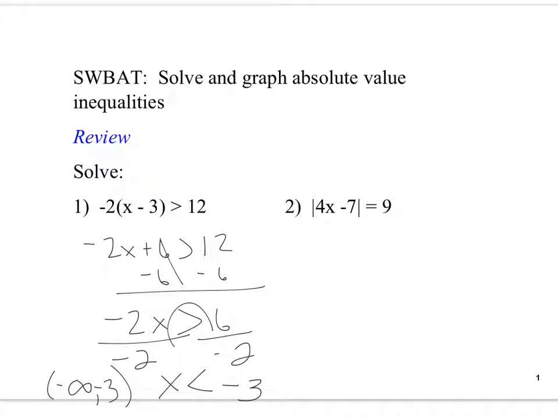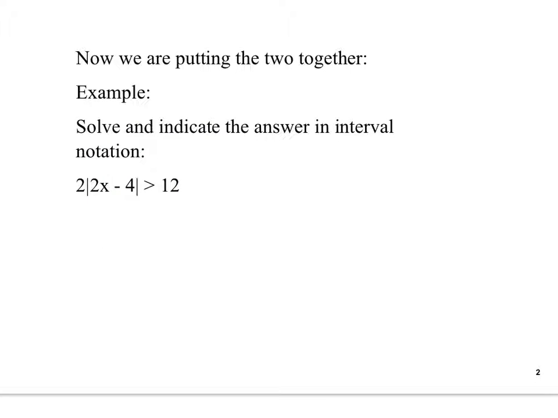There we go. And you know absolute value equations. You set up 2 equations for each of the lines, and you solve each one of those. So now we're putting the two together. We are going to solve absolute value inequalities, and we're going to put things in interval notation. So remember, that's the ones with the square brackets and the parentheses and the infinity.